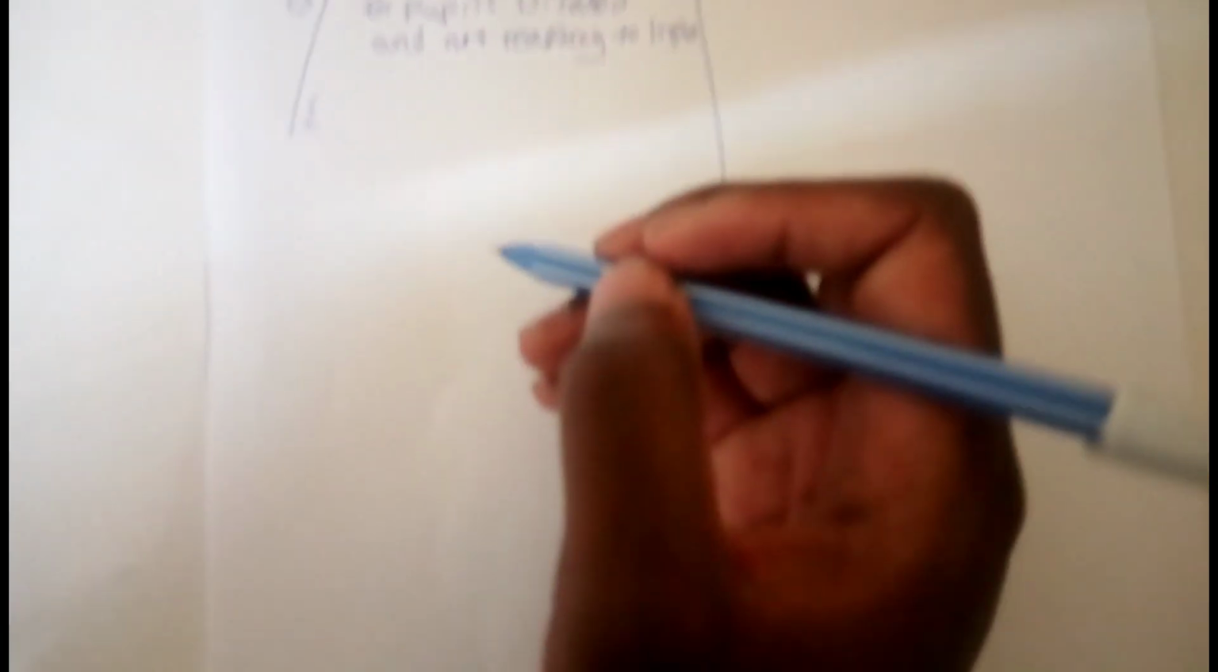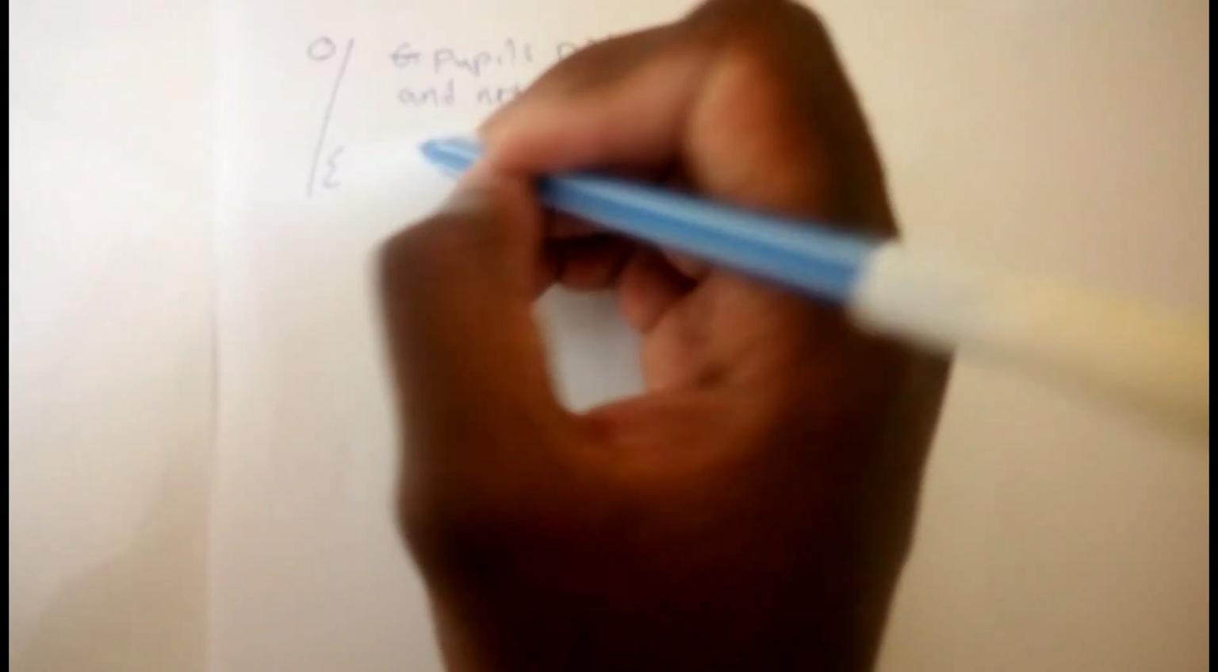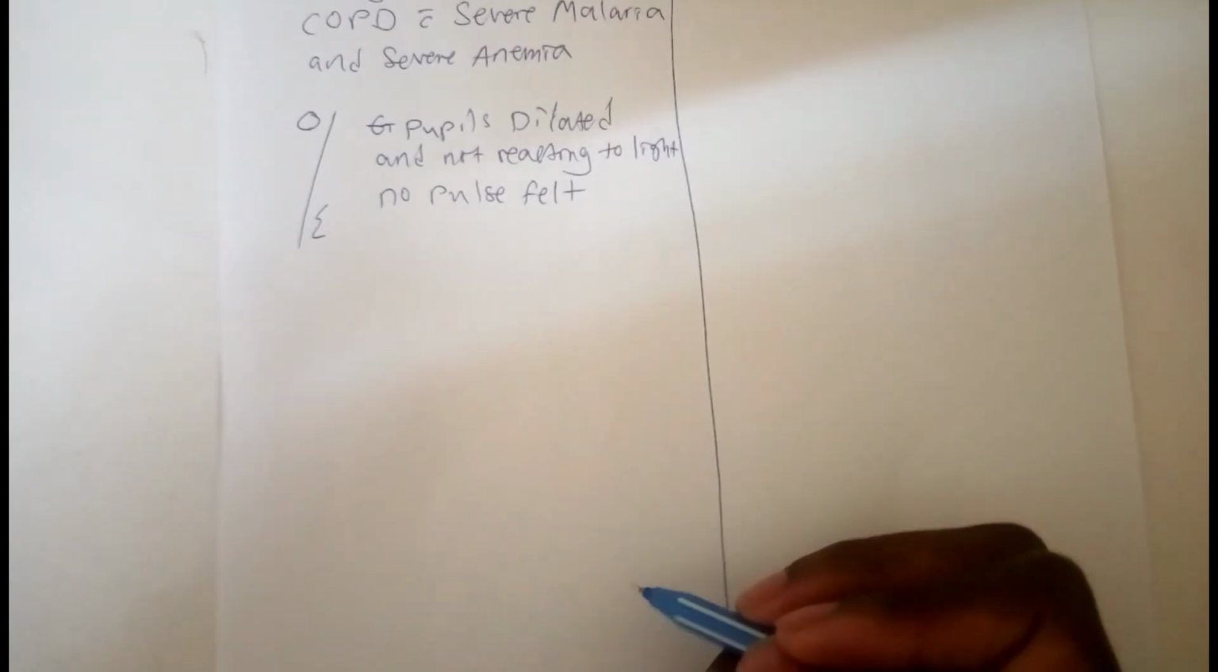Then from the eyes, you assess the carotid pulse, your peripheral pulses, all the pulses you check for them. Okay, so if there is no pulse felt, you're going to say no pulse felt. Then of course your GCS, your Glasgow Coma Scale. I'm sure by now you know how to do your GCS. So GCS 3 out of 15. So eye 1, verbal 1, and motor 1.